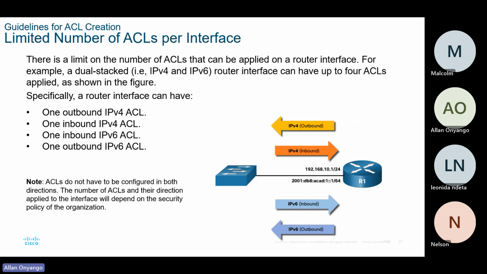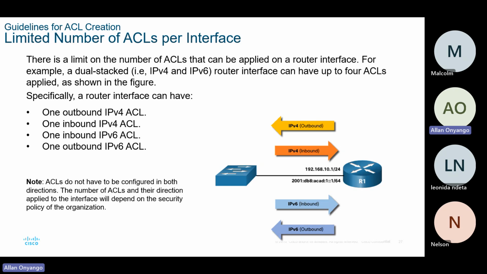Now, there's a limit to how many ACLs can be applied on a router interface. For example, if a router is running both IP version 4 and IP version 6, and let's say the router has 4 interfaces, let's learn how many ACLs can be configured on a router interface running both IPv4 and IPv6 addresses.